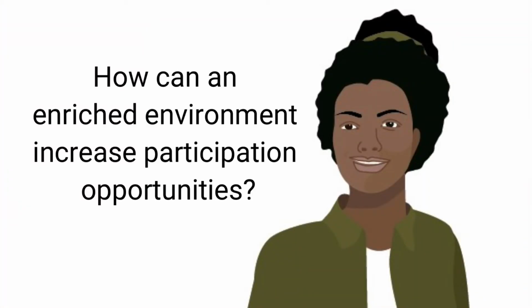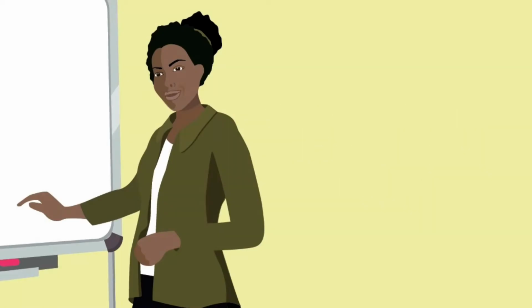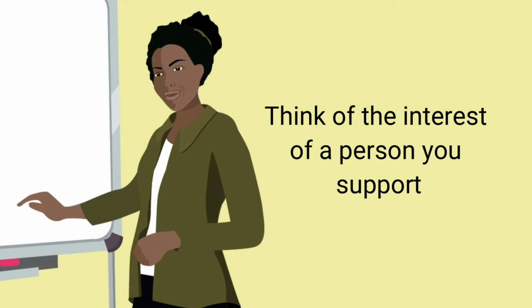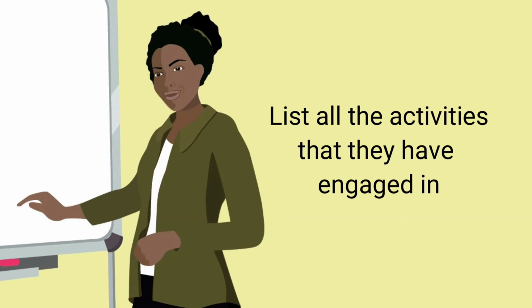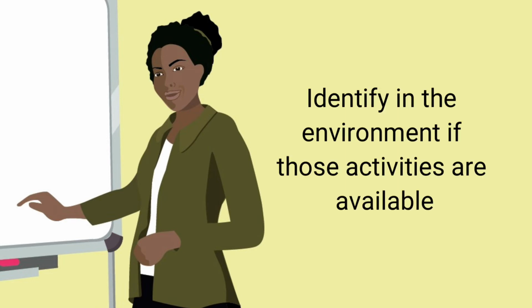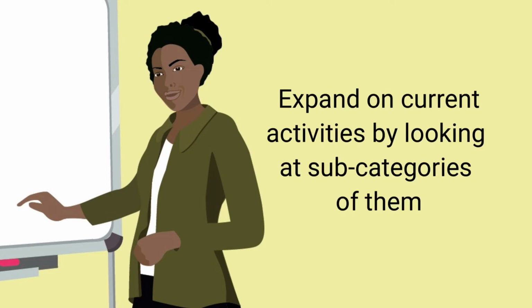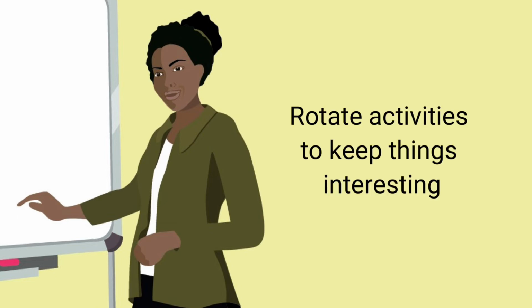How can an enriched environment increase participation opportunities? Think of the interest of a person you support. List all the activities that they have engaged in. Identify in the environment if those activities are available. Expand on current activities by looking at subcategories of them. And rotate activities to keep things interesting.